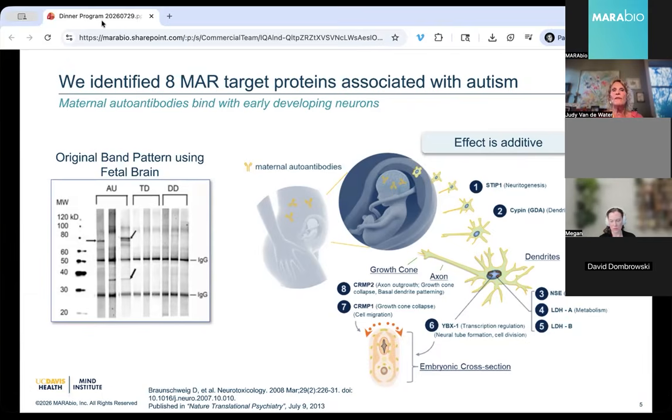So we went on a very long story in between there, and we identified what those original antibodies were binding to. And it turns out there are 8 different proteins, and on the research side, it's combinations of 2 or more that gave us the MAR autism phenotype. Each of these proteins has a very important role in neuron development, from very early neurogenesis, neuritogenesis, all the way to axon outgrowth, growth cone collapse, development of synapse. Next.